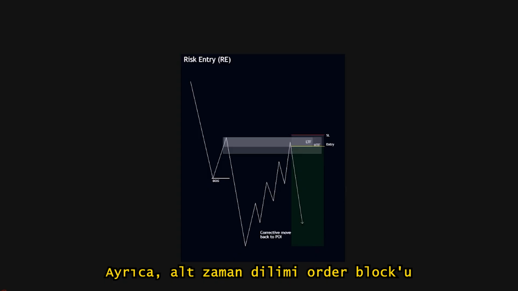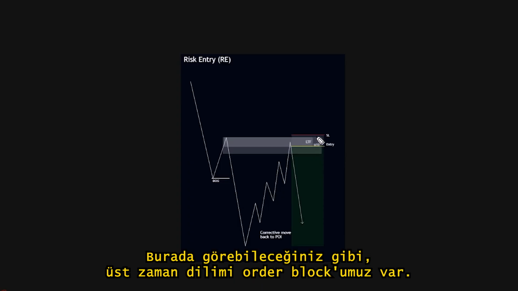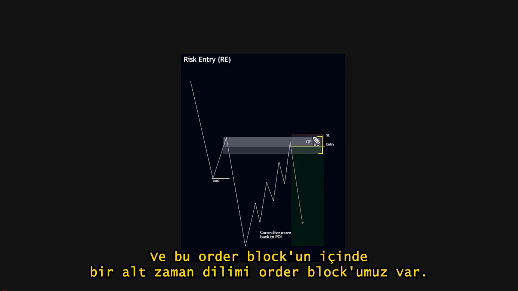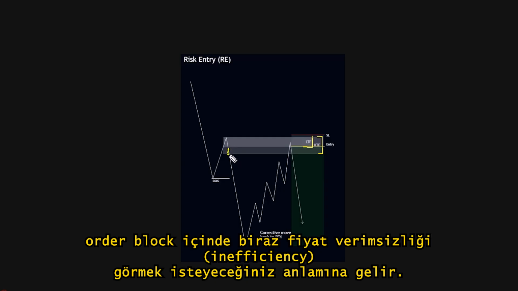It is also best used when the lower time frame order block is within the higher time frame point of interest. As you can see here, we have the higher time frame order block, and within this order block we have a lower time frame order block. Of course this means you'd want to see some price inefficiency within the order block for the creation of this lower time frame block.